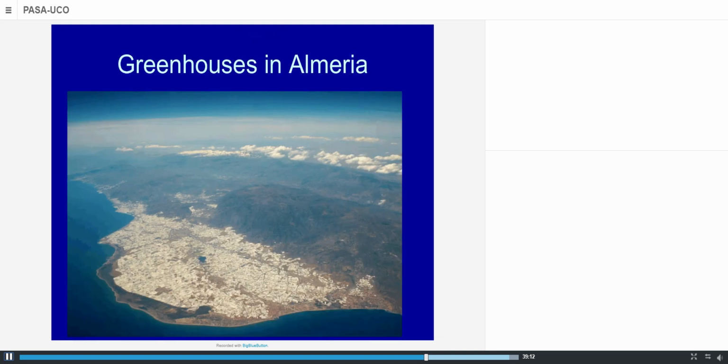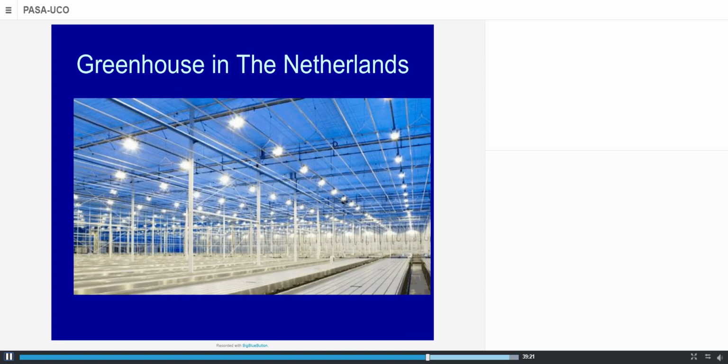This is an aerial view of the greenhouses in Campo de Dalías in Almería. And this is the view of a greenhouse in the Netherlands with additional lighting.